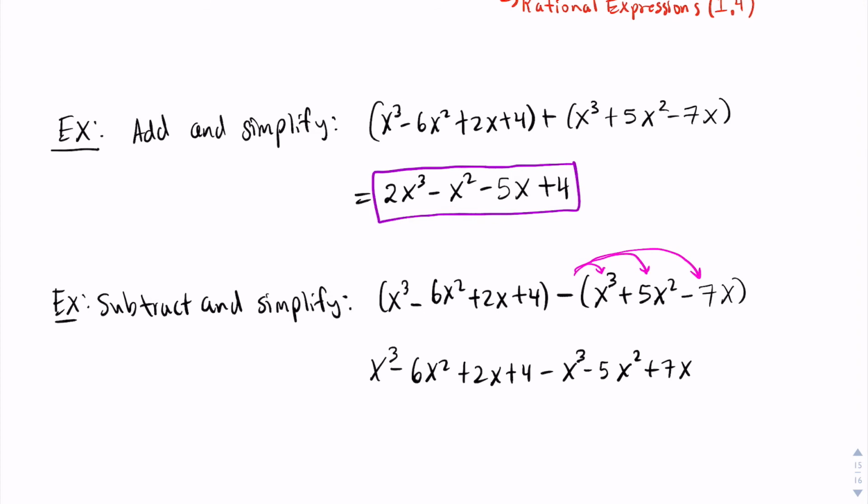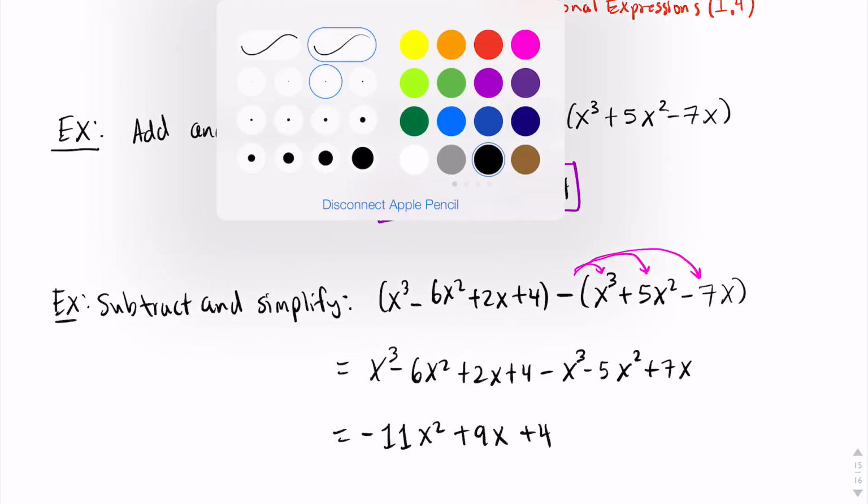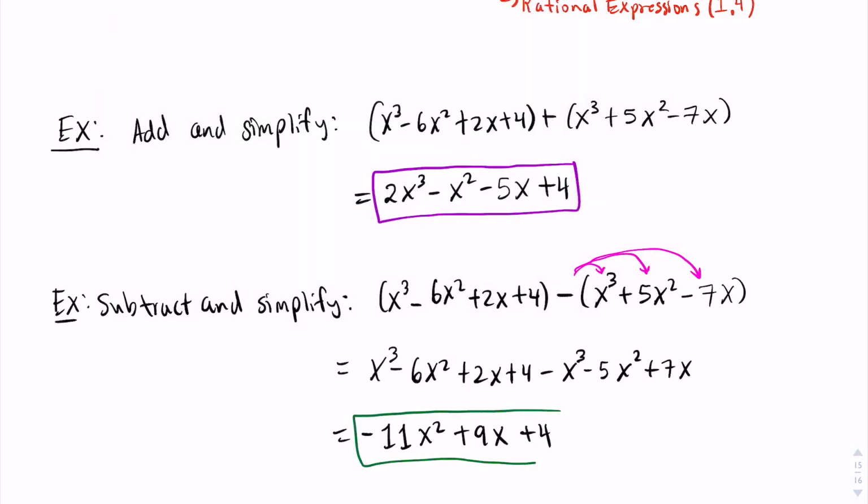X cubed minus x cubed, they just cancel out. They're gone. So what do we have next? Negative 6x squared minus 5x squared will give you negative 11x squared. We talked about that yesterday: if they have the same sign, like negative 6 and negative 5, you can factor out the negative and add the numbers 6 and 5. That will give you 11, and keep the negative sign there. What about the next one? 2x plus 7x will give you 9x, and you still have plus 4 there. And this will be the answer that we get for this example.